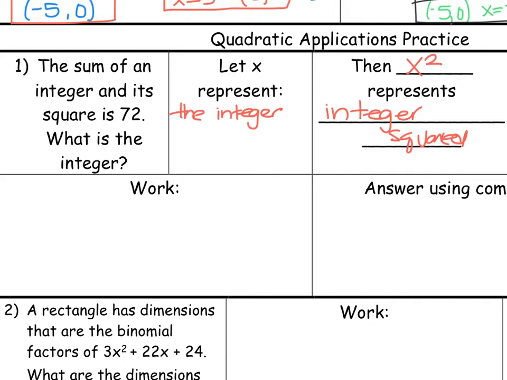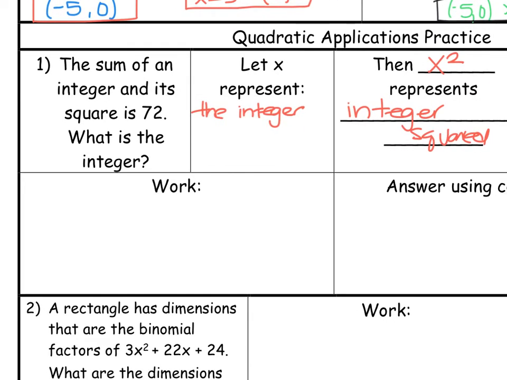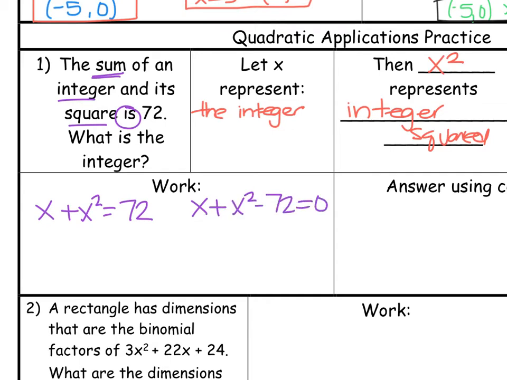So from our equation, we know that the sum of an integer and its square is 72. We want to get this equal to 0, so we just have to subtract 72 from each side, and we get x plus x squared minus 72 equals 0. Again, when y equals 0, we're trying to figure out what x is equal to.